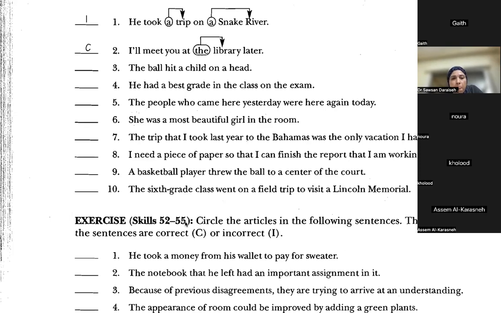Sentence number 10: the 6th grade class went on a field trip to visit a Lincoln Memorial. This is an incorrect sentence. The correction will be to visit the Lincoln Memorial, because there's really only one. Have you ever heard of it before?